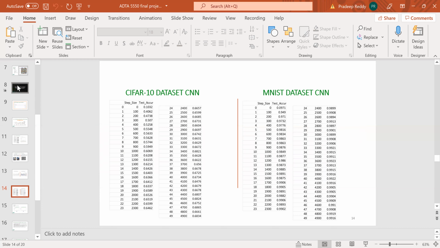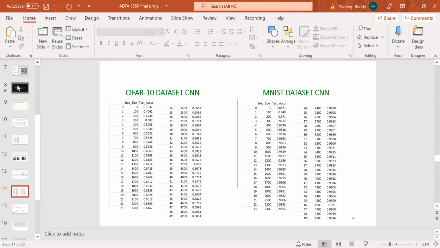So in this slide, I'm going to discuss the output accuracy for both the datasets. These are the steps 0 to 49 for both CIFAR-10 and MNIST datasets. The difference from step 0 to step 10 in CIFAR-10 is from 10% to 60%, whereas for MNIST it is around 9% to 98%.